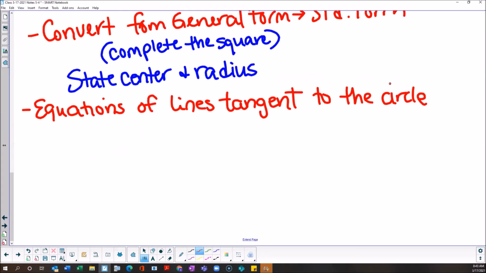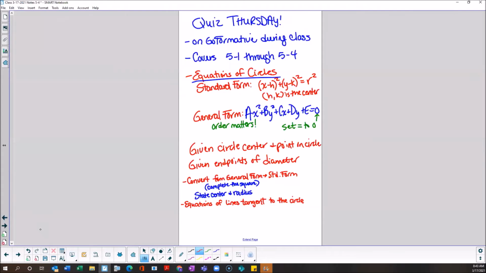Okay. And that's kind of everything, which is a lot, right? So if we go look at it all together, that's a lot of stuff. And I know my writing got smaller and smaller as we went, didn't it?